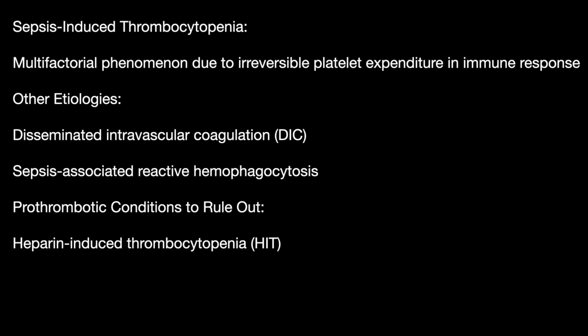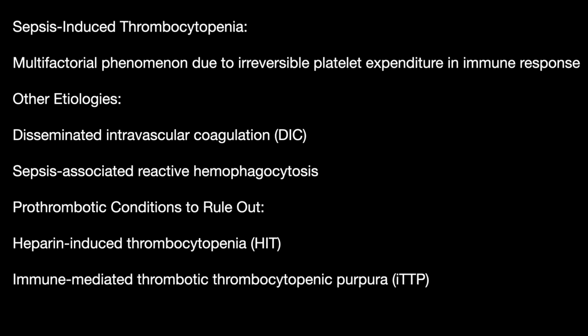Because there are other causes which can cause this thrombocytopenia, like heparin-induced thrombocytopenia, which is a prothrombotic state. You can have immune-mediated TTP, again a prothrombotic state. And finally, you can have hemolytic uremic syndrome, again a prothrombotic state. So again, in a septic patient with low platelets, it is very difficult to know whether the patient is going to have a bleeding problem or a thrombotic problem.